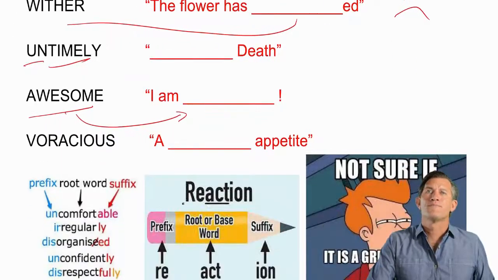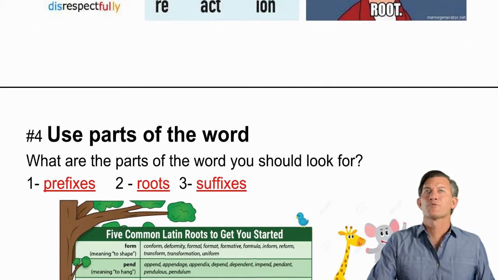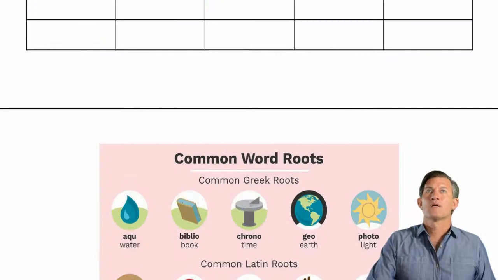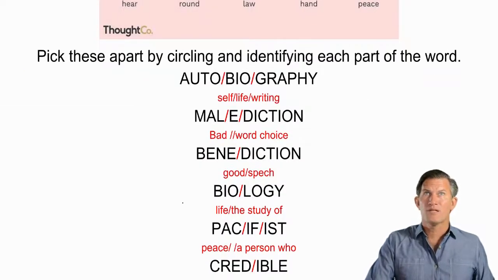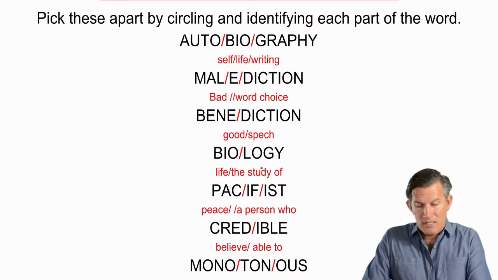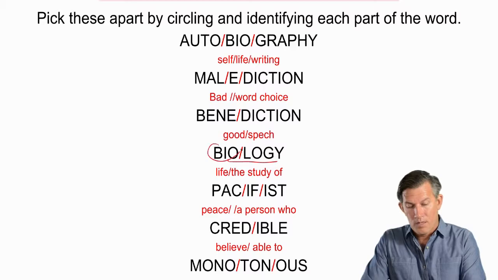So, ready? Continuing with our answers here, use parts of the words, prefixes, roots, and suffixes. Okay. Pause as you need. Okay. Autobiography, we already went over. Malediction and benediction, we already went over. Okay. Ology means the study of. And life is bio. Okay.